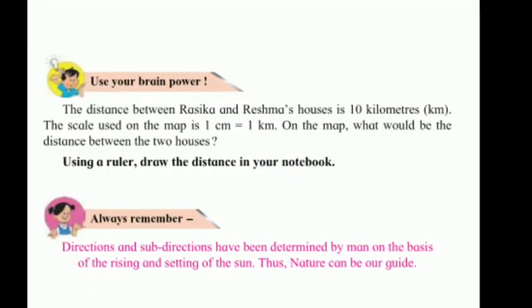Now students, again from page number 84, use your brain power. See, the distance between Rasika and Reshma's house is 10 kilometers. The scale used on the map is 1 centimeter equal to 1 kilometer. On the map, what would be the distance between the two houses? See, 1 centimeter is equal to 1 kilometer, means they have converted the kilometers into centimeters. So the distance between the two houses will be 10 centimeters. And students, we can use a ruler to draw the distance in your notebook.